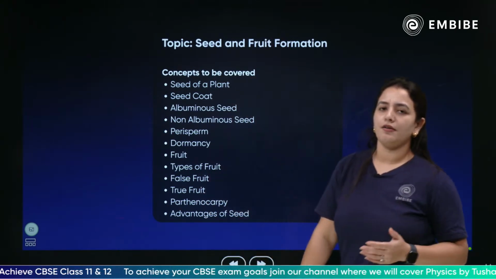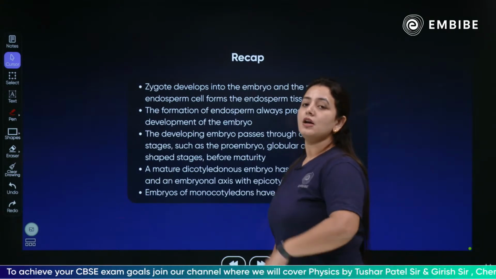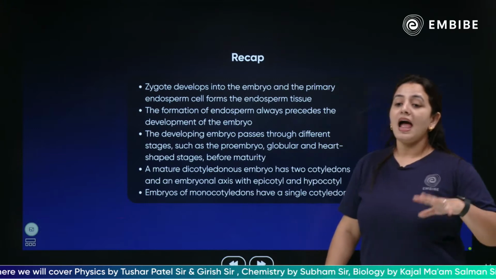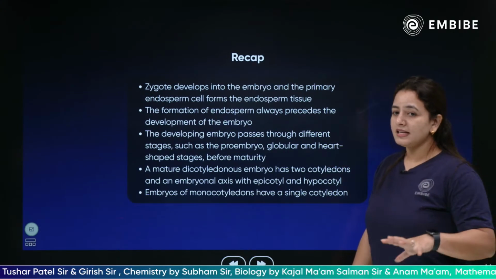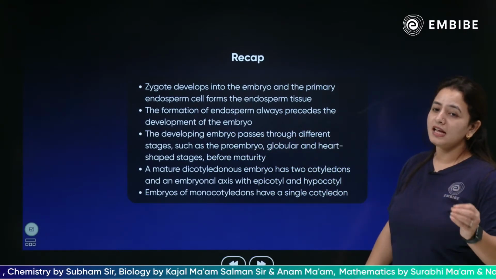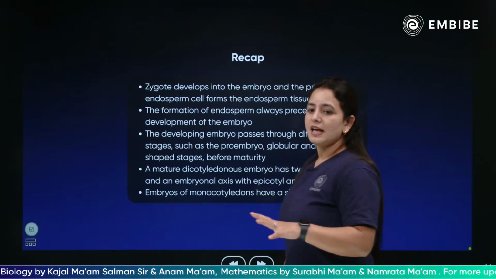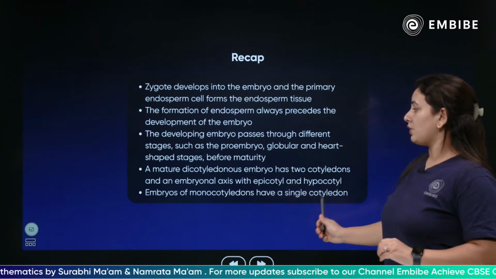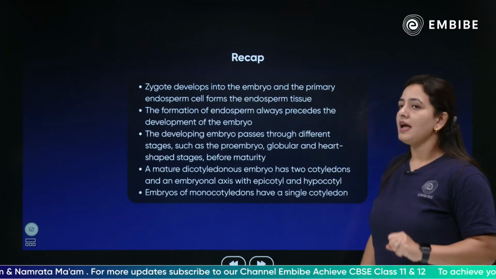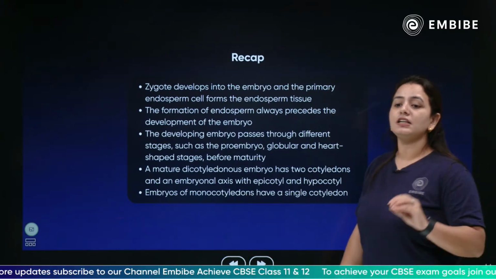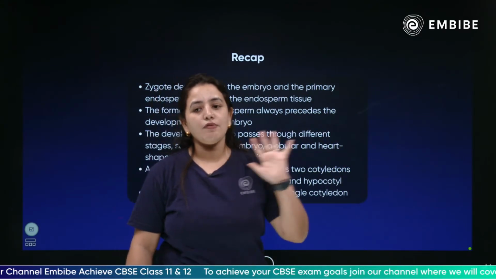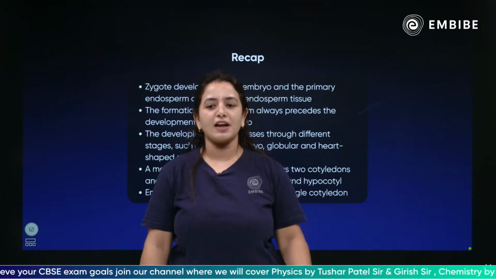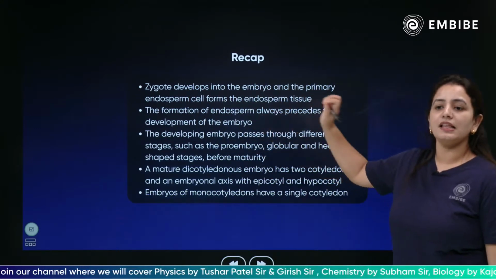Let's have a quick recap of what we studied in the previous lecture. After fertilization, the egg cell fusing with the male gamete leads to the formation of the zygote, which eventually develops into an embryo, and the secondary nucleus becomes the primary endosperm nucleus. The formation of endosperm precedes the development of the embryo. The developing embryo passes through different stages: proembryo, globular embryo, and heart-shaped embryo before maturity. A mature dicotyledon has two cotyledons and an embryonal axis with an epicotyl and a hypocotyl, while embryos of monocotyledons have a single cotyledon for the development of the shoot system and the root system. In detail we have already discussed this. The past Embibe classes are already on your dashboard, so if you have missed any session, you can watch it whenever you have time.